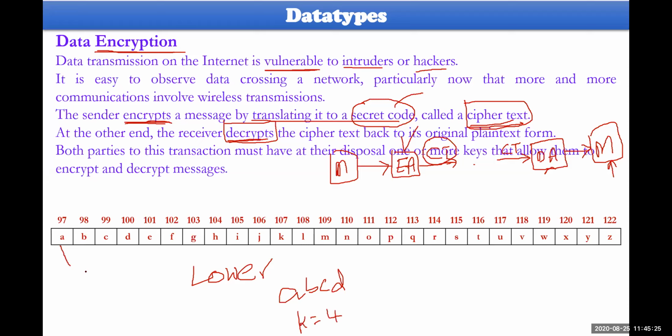A will be encoded with, so 4 letters after that. A will be encoded with D, and B will be encoded with E. So C will be encoded with F.